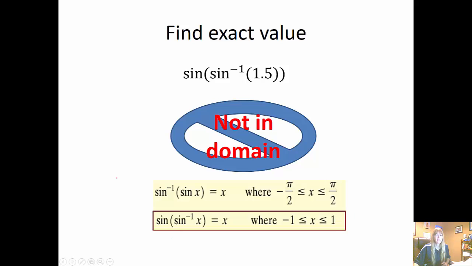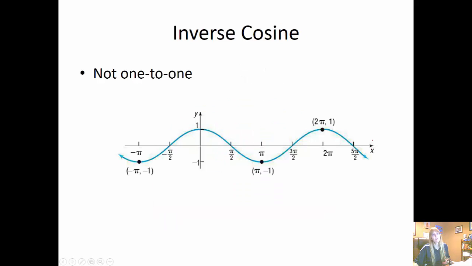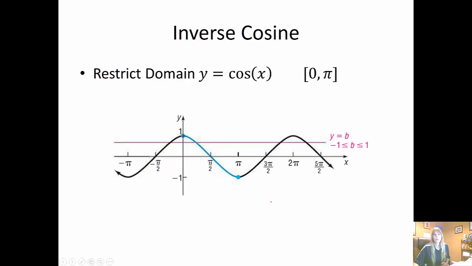All right, so these take a little practice. Like I said, especially the first ones up here. If you're not in the domain, how do you get in the domain? All right, well, if we have inverse sine, I'm sure you guessed we would have inverse cosine. Not 1-to-1. How do we make it 1-to-1? We restrict the domain. This one we restrict from 0 to pi.